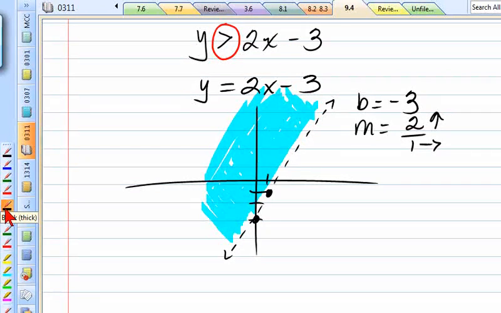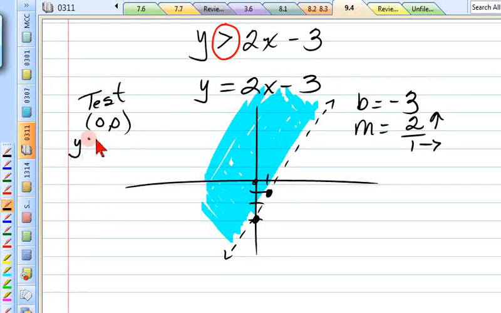For instance, if I wanted to check a point, I'm going to test the point (0, 0). Why did I pick (0, 0)? I saw that it was a point in the shaded region, and it's a nice, easy point to work with. x is 0 and y is 0.